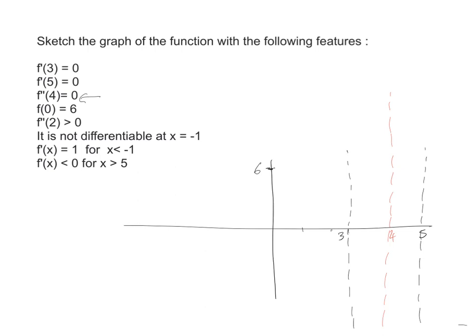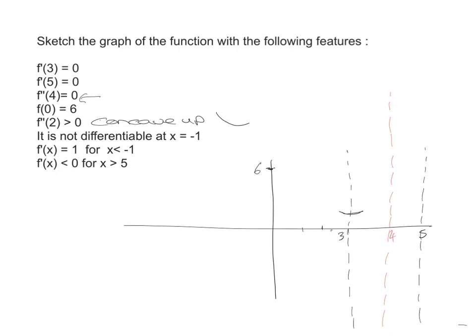What else do we know? f''(2) is greater than 0. So what that's telling us is, when x is 2, because it's greater than 0, it's the equivalent of a minimum, so it means it's concave up. So we know it's concave up when x equals 2, so it's going to be in that sort of form. So the likelihood is we've got a minimum here because it's concave up.